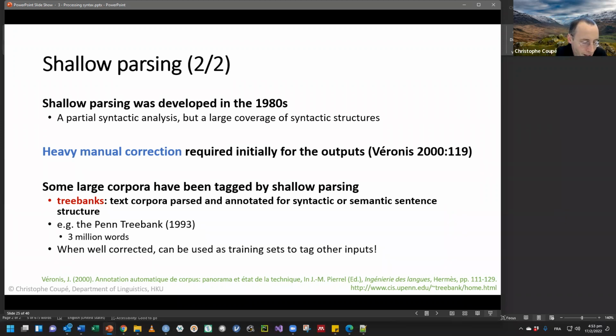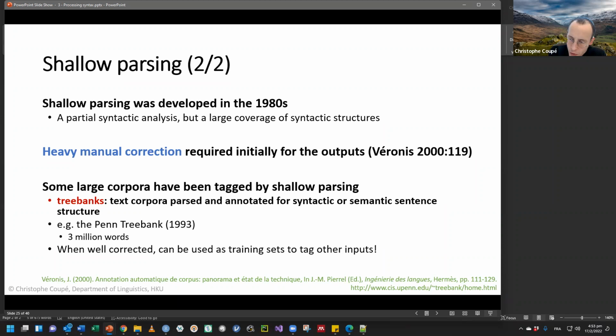What is nice today is that when we have these corpora, we can use them as training sets to tag other inputs with supervised learning. So today, when you train neural networks or some other systems, you can use these tree banks as training sets to prepare your model. And once it's done, then you can use it to tag, to analyze any sentence of the language you like.